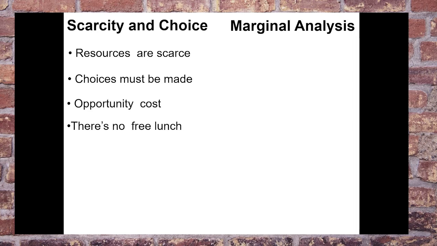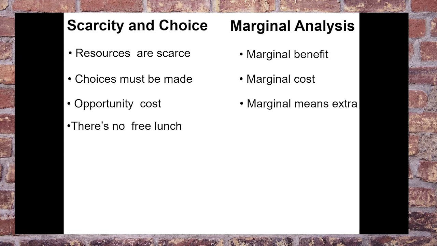Marginal analysis looks at marginal benefit and marginal cost. And what is marginal? Marginal means extra. The extra benefit you get from having an additional slice of pizza. What's the cost of having an additional slice of pizza? That's what we're looking at. What's the additional benefit of doing one more run down the ski slope? What's the cost of doing one more run down the ski slope? If the marginal benefit is greater than the marginal cost, you do an extra run down the ski slope.